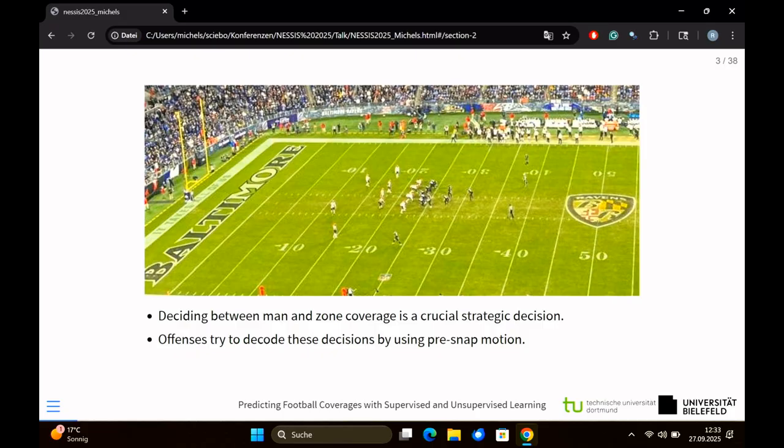Obviously, you can do this visually and see what's going on, especially the defense and the quarterbacks, seeing how the defense reacts to that. But our aim is to set up a statistical model that forecasts the defensive scheme based on pre-snap motion. So this is the idea.